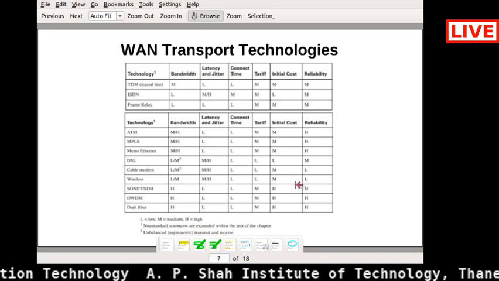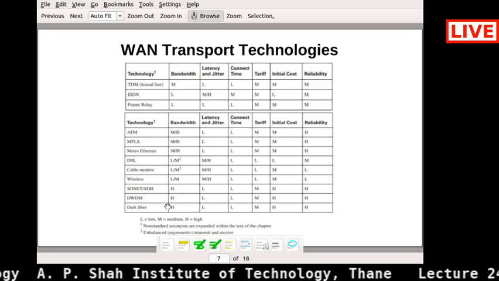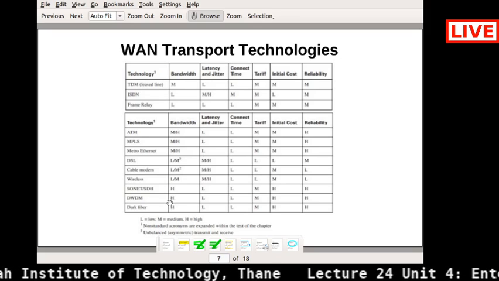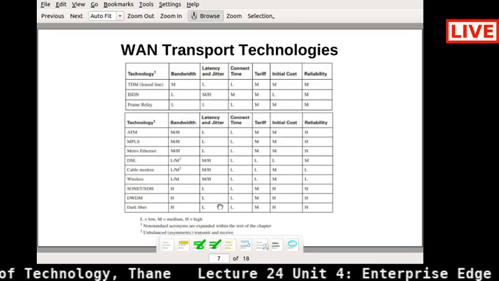And if you again see this dark fiber, for example, the bandwidth of dark fiber is high. The latency is low, which we want.